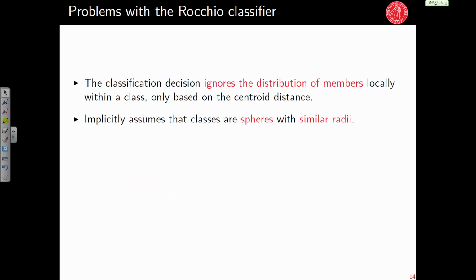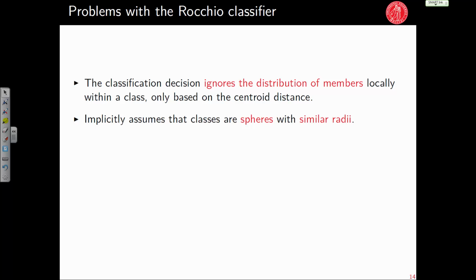And so if we look closer at how Rocchio does the classification and computes centroids, we'll see many problems. The first one is that the classification decision ignores the distribution of members locally within the class, and it's only based on the distance to the centroid. As we said, the way to classify a new object is to compute the distance to the different centroids, and assign it to the class of the closest centroid.